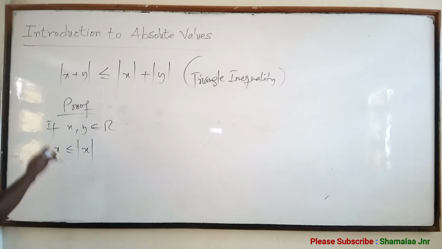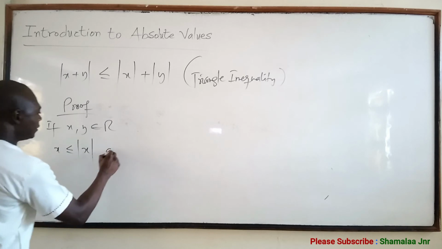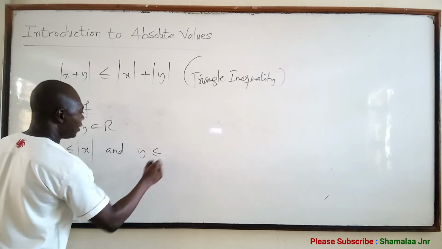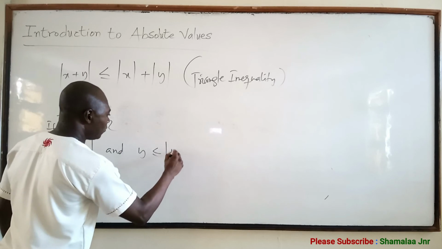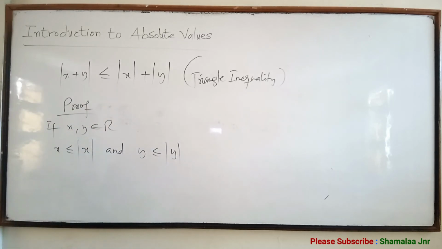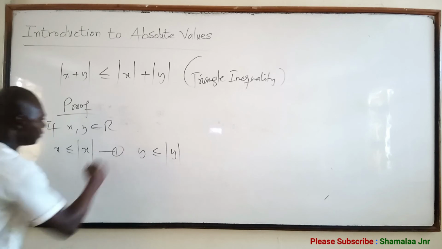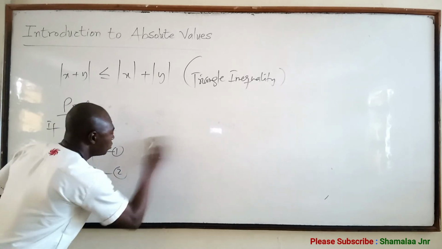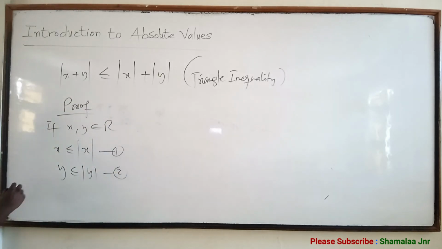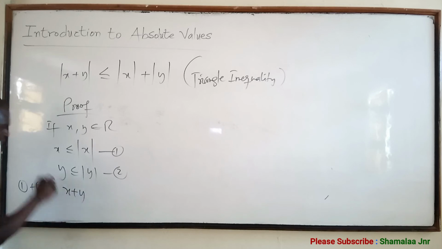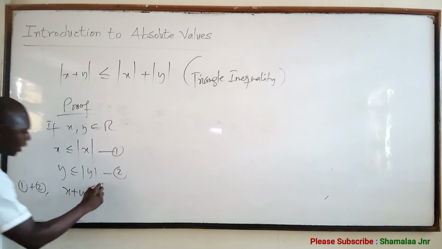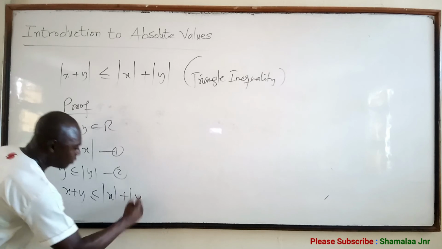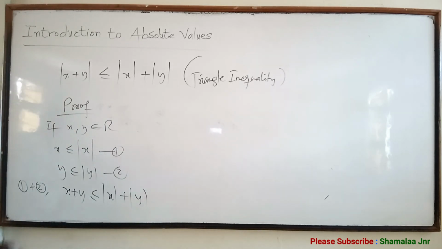Yes, and I've even given it to you. And y is less than or equal to the absolute value of y. This is true. Let me call this one inequality 1, and this one inequality 2. Now, if you add inequality 1 and inequality 2, you are going to have x plus y is less than or equal to the absolute value of x plus the absolute value of y. Isn't it? You have it this way.